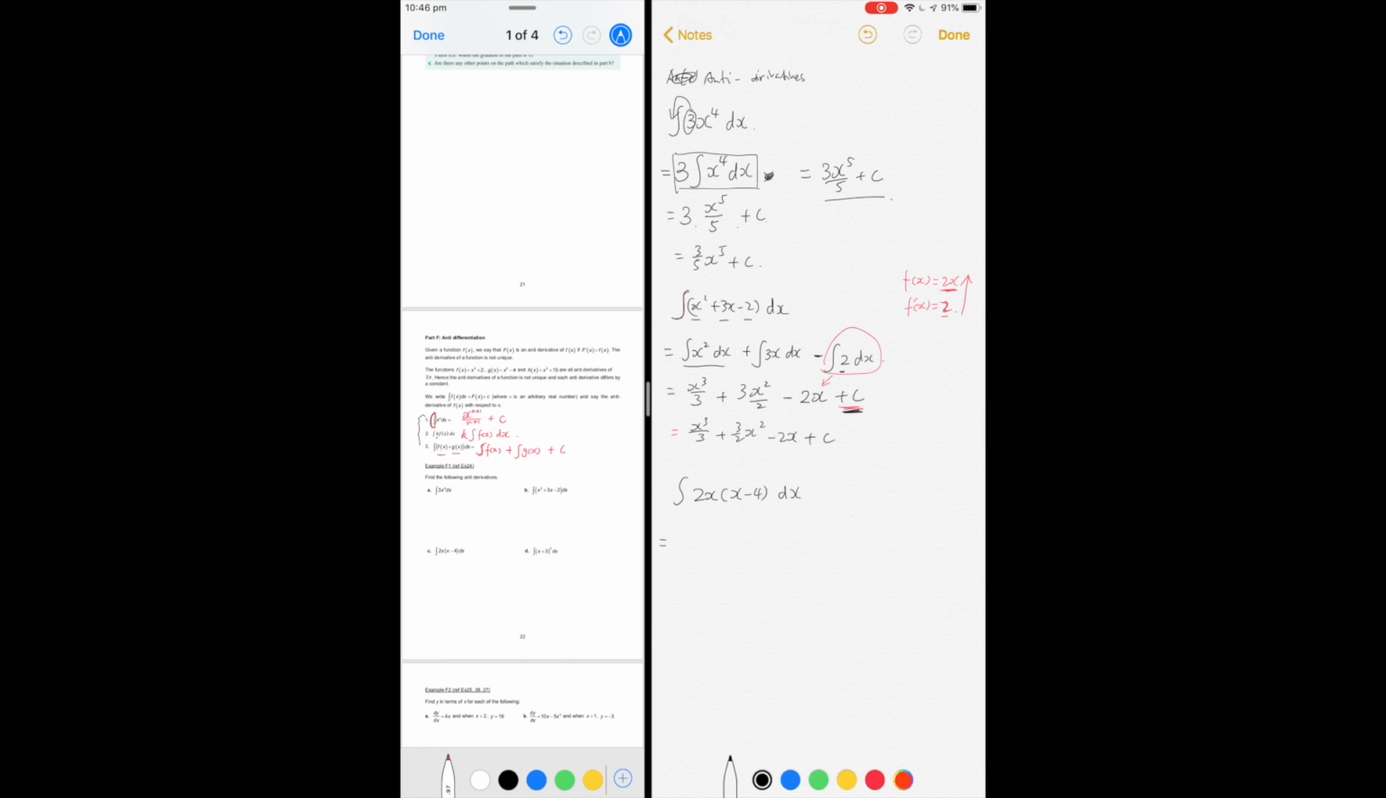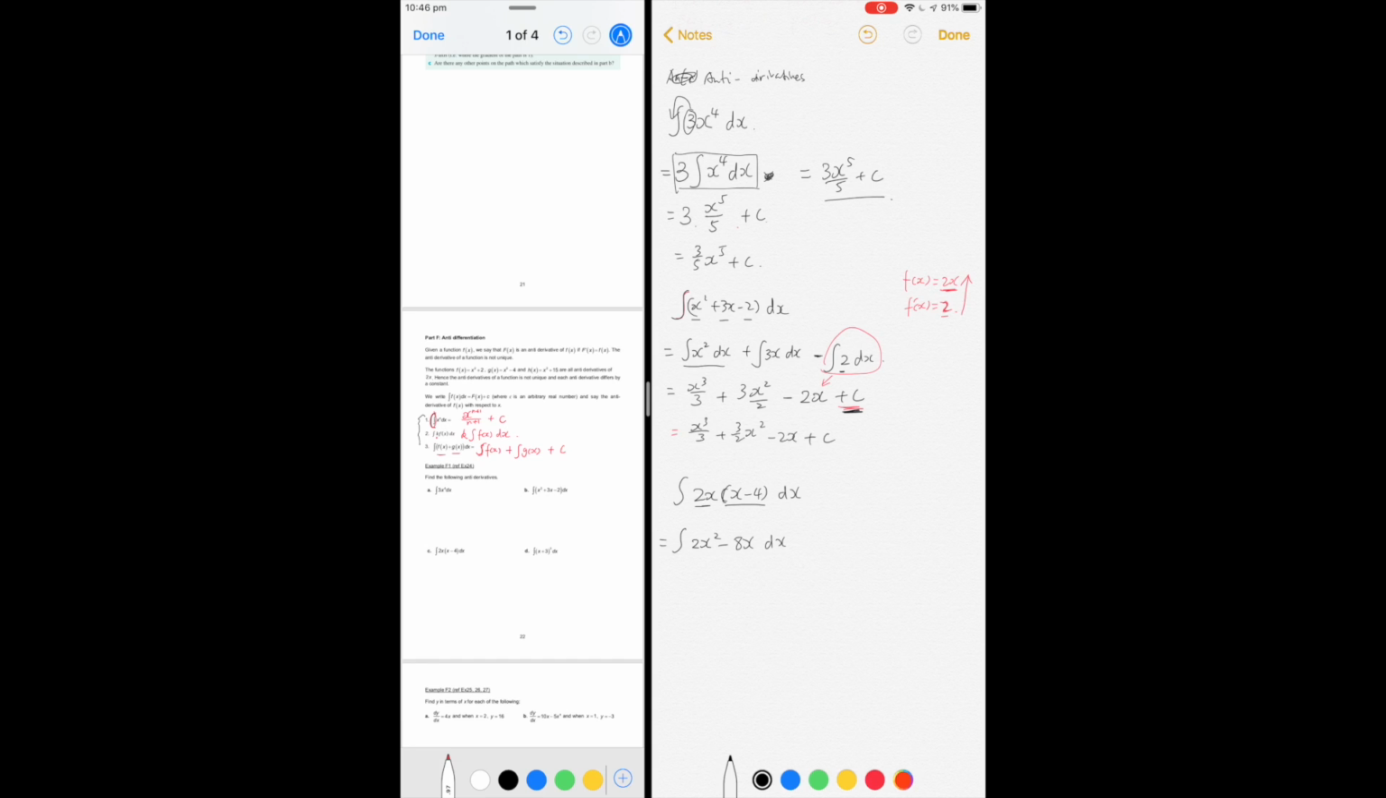Okay, now the next one, you will have antiderivative of 2x times (x minus 4) in regards to dx. Now I'm not gonna write the detailed working out. So one little hint is, first of all, because this is two parts of a function multiplied together, you need to simplify them by expanding them. So expanding them, you have 2x squared, okay, minus 8x in regards to dx.